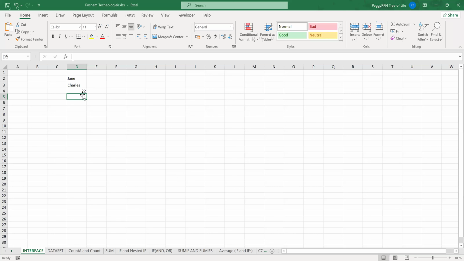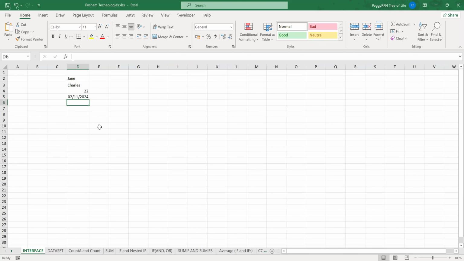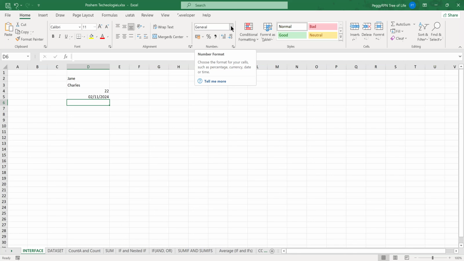You can see that. If I put 11, 2024, it's aligned to the right also. So you can see numbers and dates are aligned to the right. Text is aligned to the left. Remember, numbers and dates are aligned to the right. Text is aligned to the left. And this is where you actually format your number format or text format.